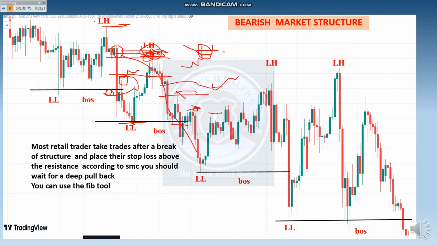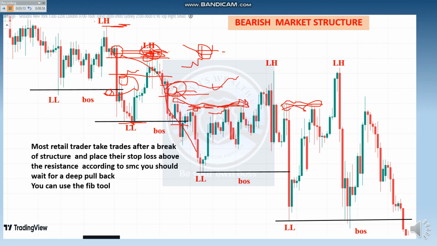Then price continued creating equal highs, and people got in expecting these resistance areas to hold, and see what happened. The market took them out. After taking them out, it continued down and broke structure. The same happened. Never get into a trade without having seen this liquidity area.